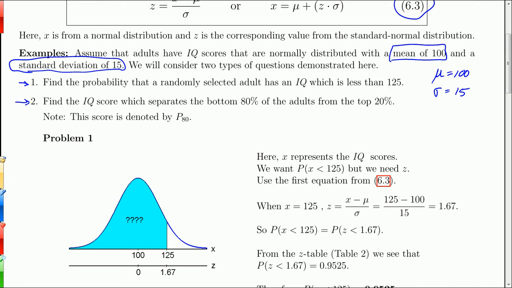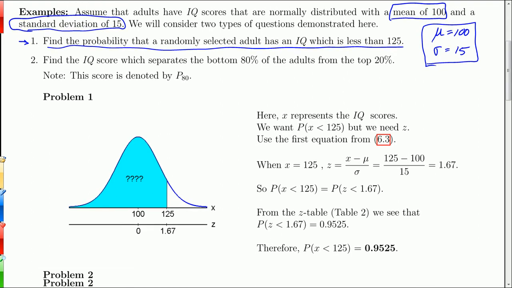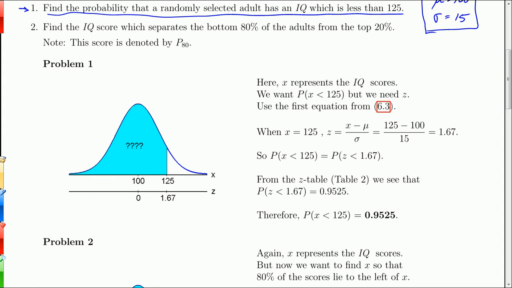We have a question here. Find the probability that a randomly selected adult has an IQ score which is less than 125. And we know that these IQ scores are normally distributed with a mean of 100 and a standard deviation of 15. So here's how we go about solving this problem. Here, x represents IQ scores. So I'll even denote that. I'll even put little equals. Those are IQ scores, right? And notice the mean is 100.